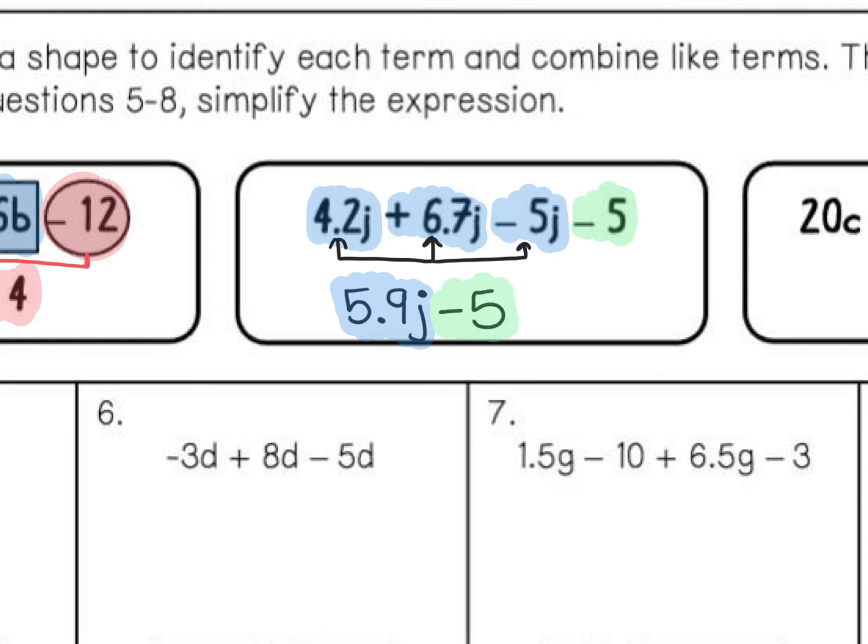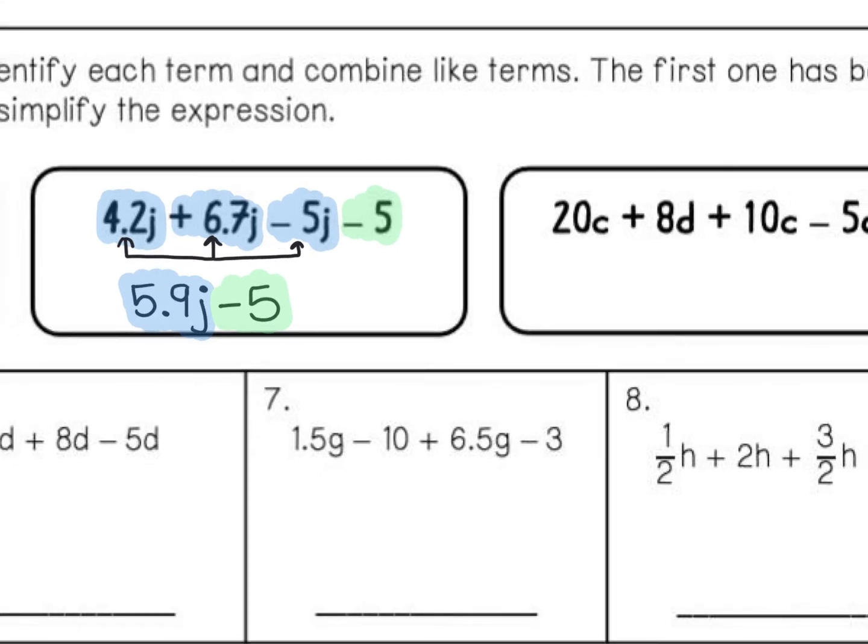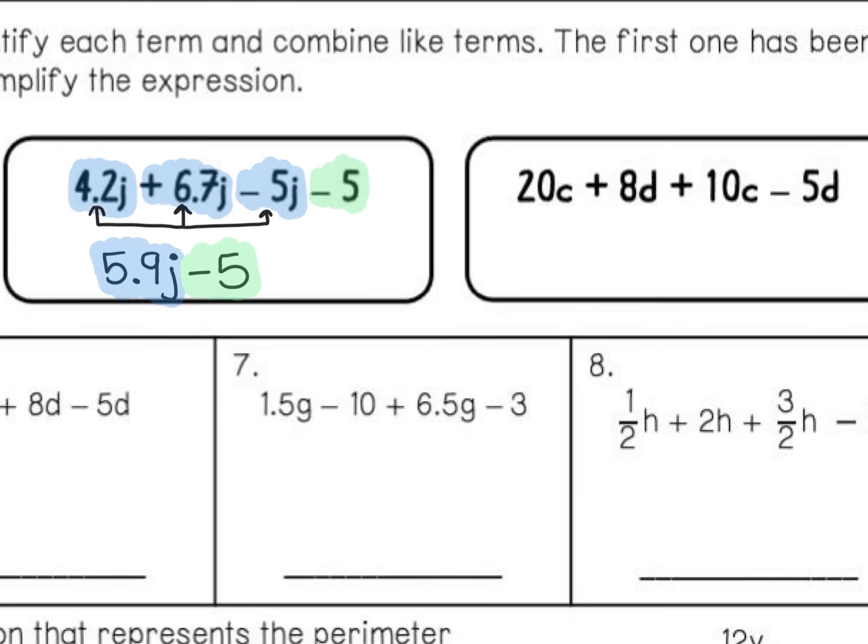Do I have 2 terms? Can I combine them together? Because one has the variable J and the other one does not. I am finished. Okay? I want you to try the next one on your own. I'm going to give you like a minute. I want to see what you can do. Start your combining.